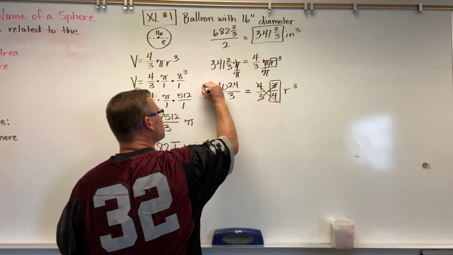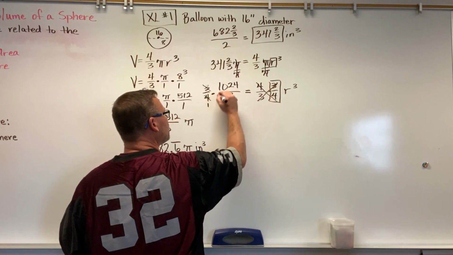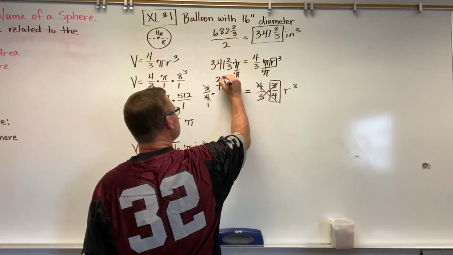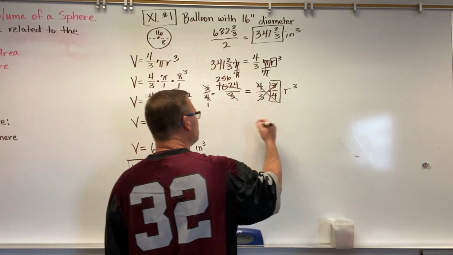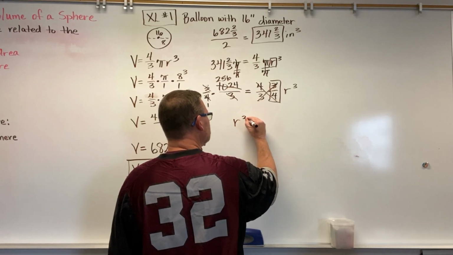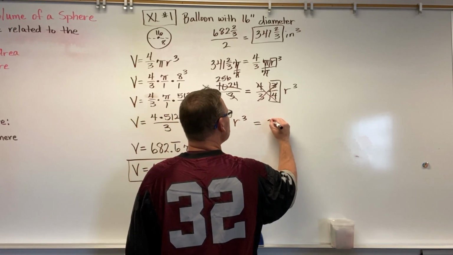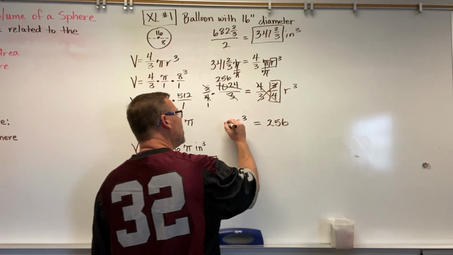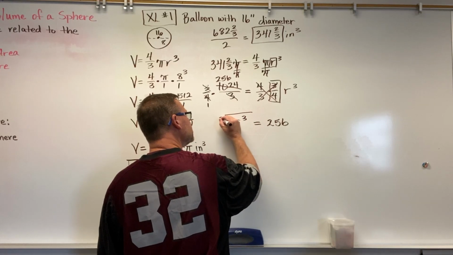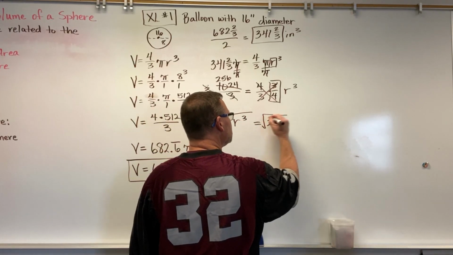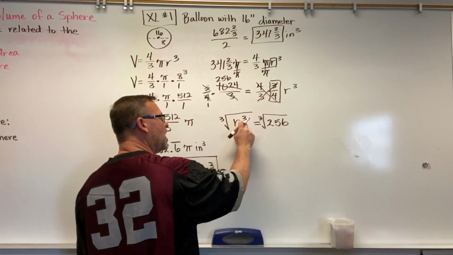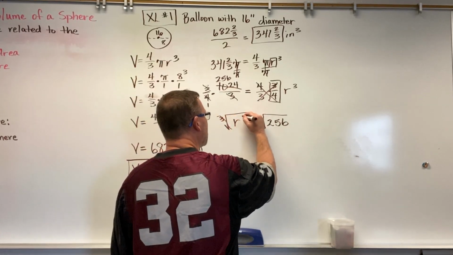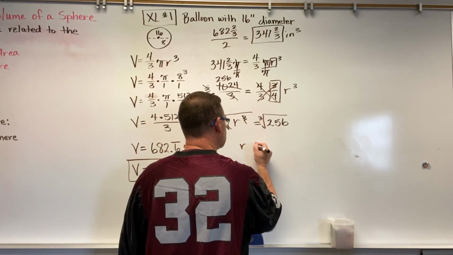3/4. So the 3's cancel out, and actually this 4 does too. This reduces down to 256. So let me rewrite this. Radius cubed right now is equal to 256. Now when you do this, guys, you have to be able to take the cube root of this. That means I need to take the cube root, because the cube root is the opposite of cubed. So this cancels this out, and I actually get the radius by itself.